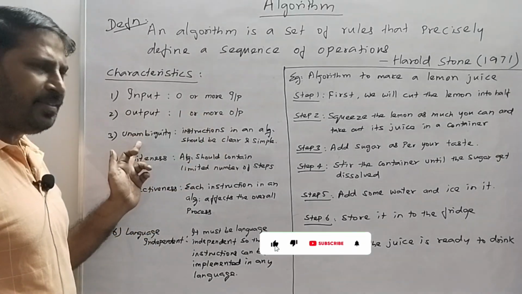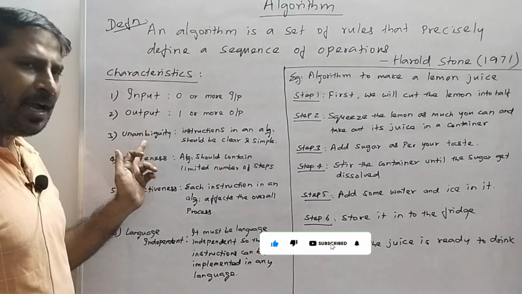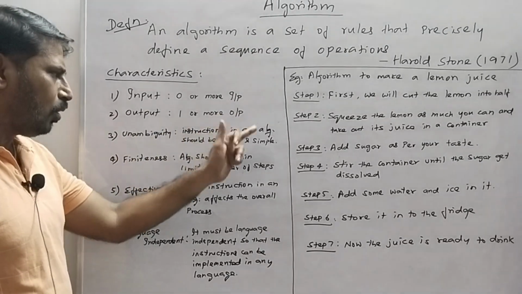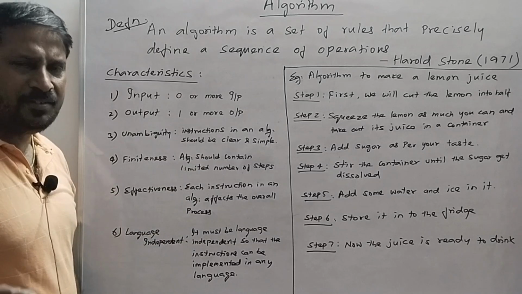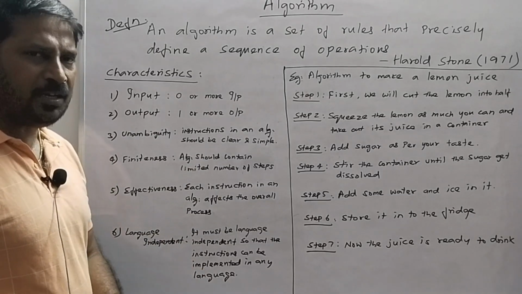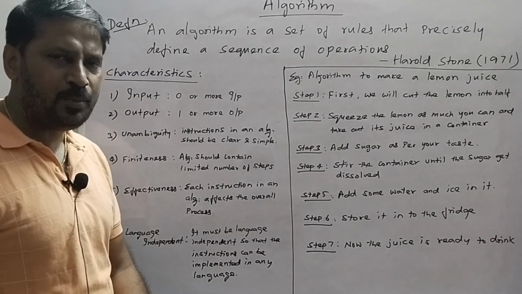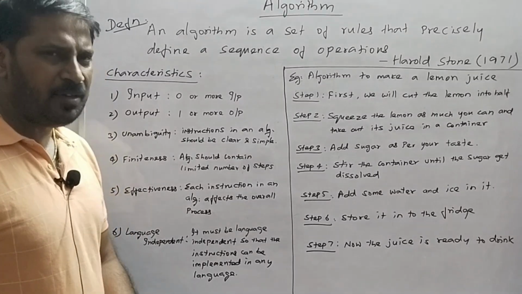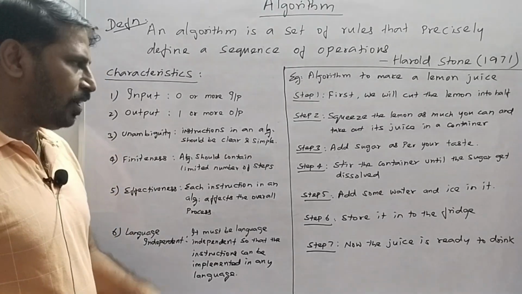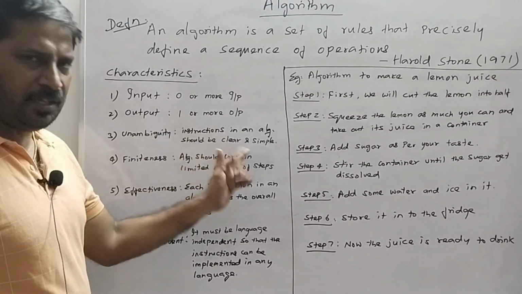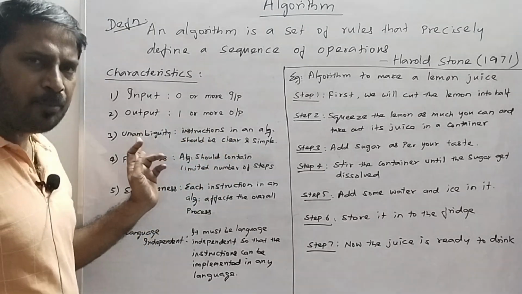The third one is unambiguity. What do you mean by unambiguity? Unambiguity means instructions in an algorithm should be clear and simple. If it is ambiguous, we are unable to understand the algorithm, and what information is given in the algorithm is quite difficult to understand. That's why each and every instruction should be clear and simple. That is what we call unambiguity.